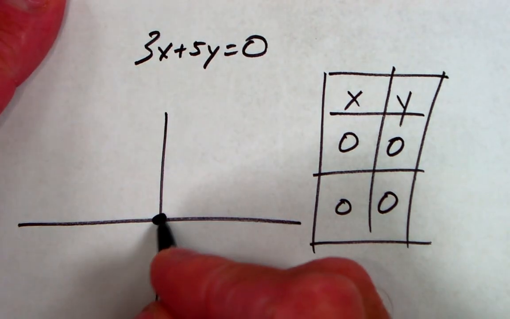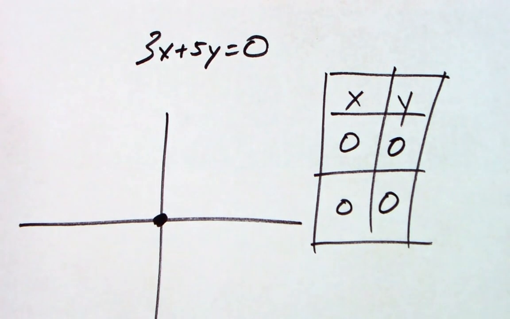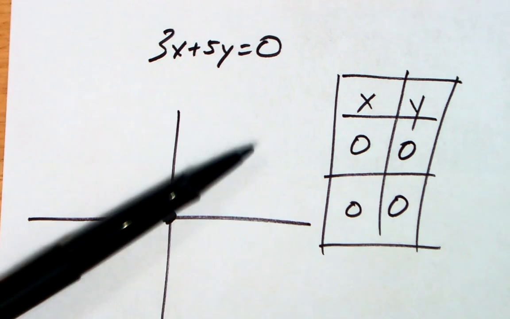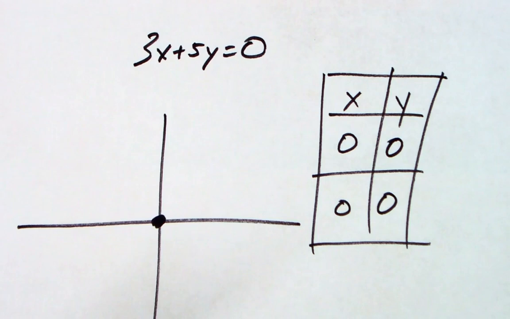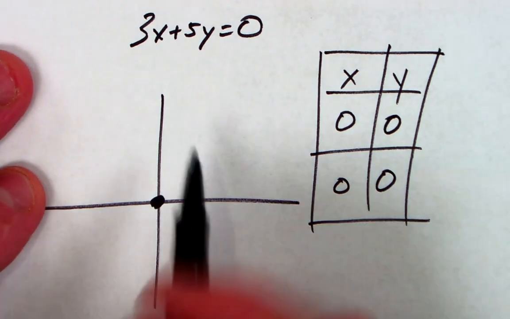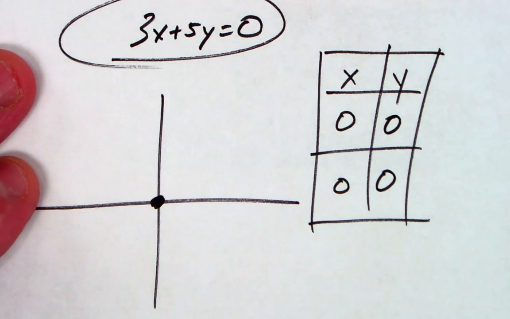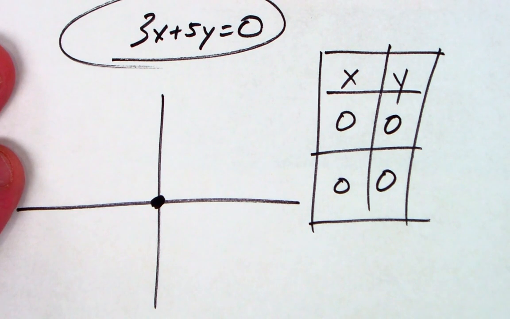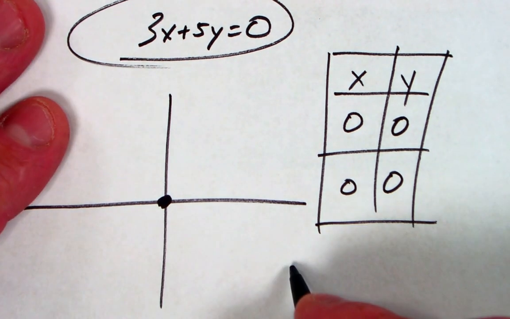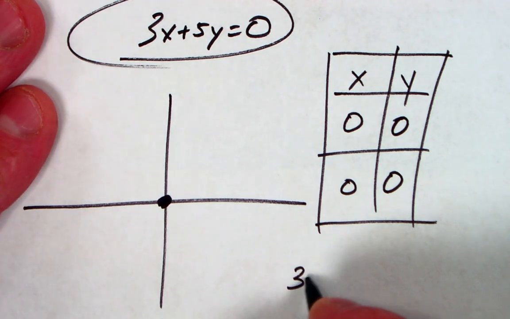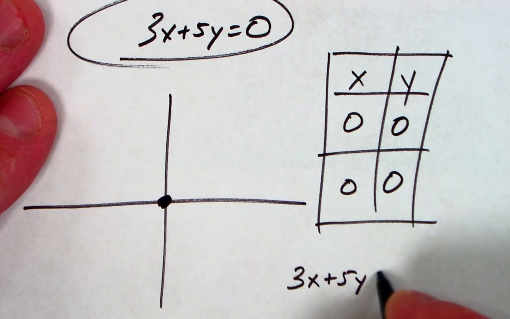And the other point, 0, 0, that's not enough to graph the line. Because who knows? It might be this, might be this. We need 2 points to graph a line. So one thing we're going to work on today is what we can do in that situation to find a slope. Well, actually, that's more tomorrow, but 3x plus 5y equals 0.